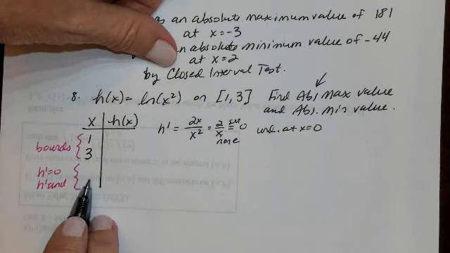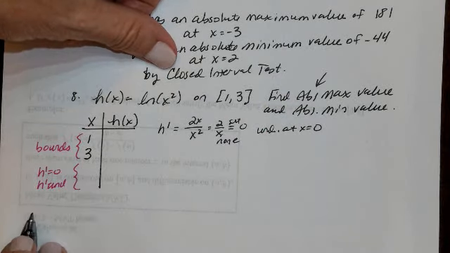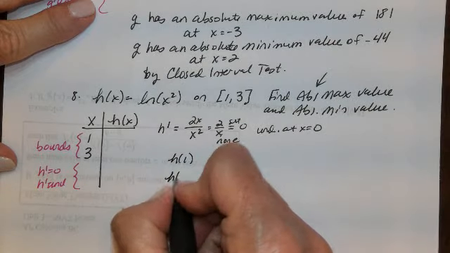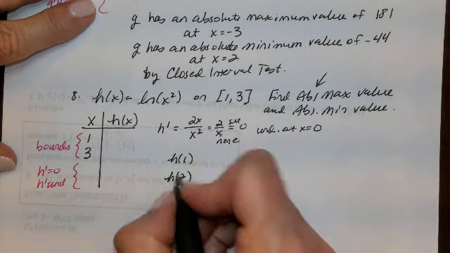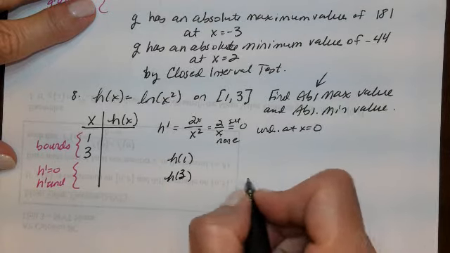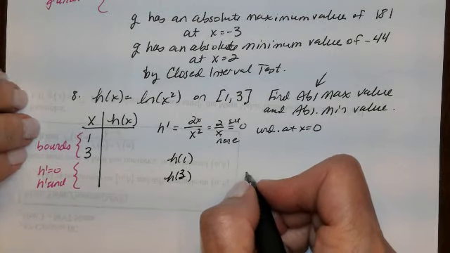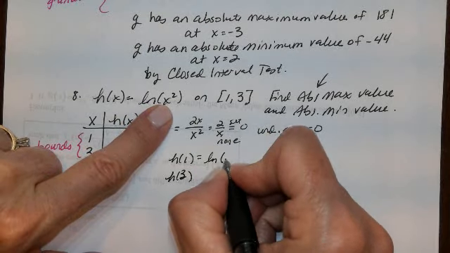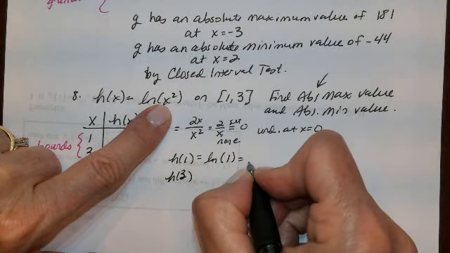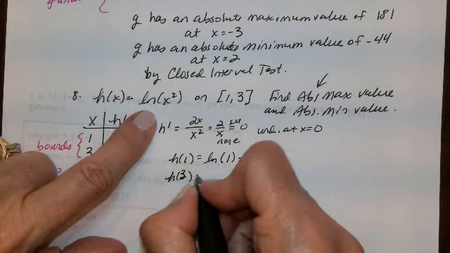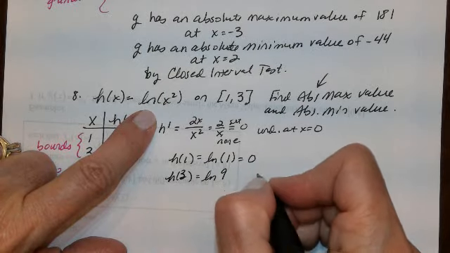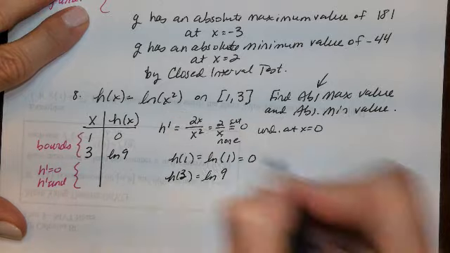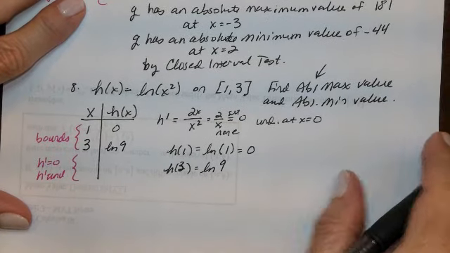Okay, so there's no more x values that we need to put in there. All we have to do is find h at 1 and h at 3, and we're going to see which is bigger and which is smaller. If we put h of 1 in, we'll have natural log of 1 squared, and natural log of 1 is 0. And then here we'll have natural log of 9. So 0 and natural log of 9. Which is bigger, which is smaller?